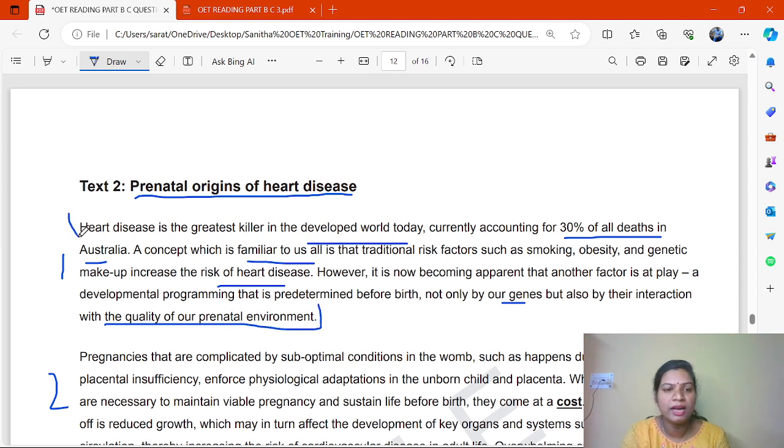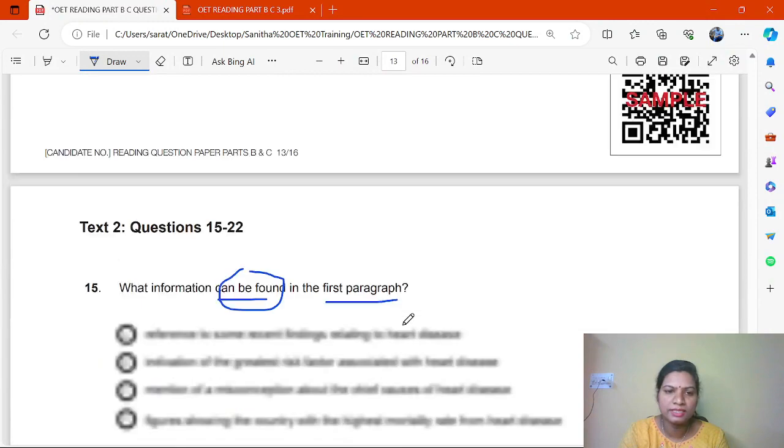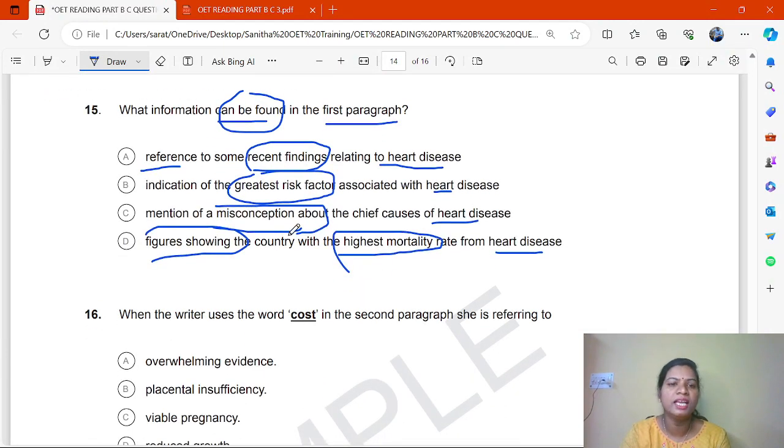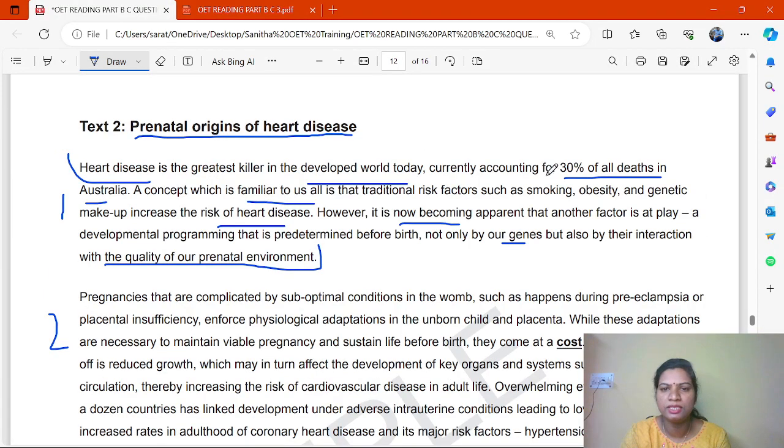Okay, this is the paragraph. It is talking about heart disease and the risk factors, and what the recent finding is, and these are the points they have given. When you read, you will understand some points of what it is saying. Then you come to the options and pick out the first option: reference to some recent findings related to heart disease. We have to check if there is any recent finding they are mentioning about heart disease. Then go to the passage, and we have to read fast.